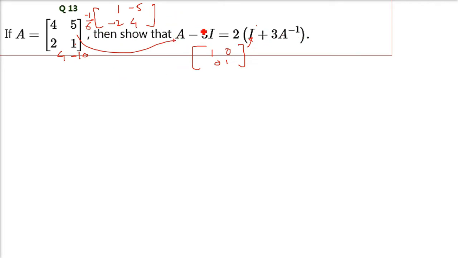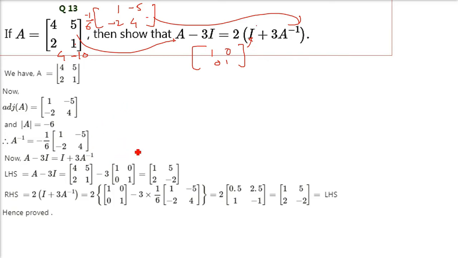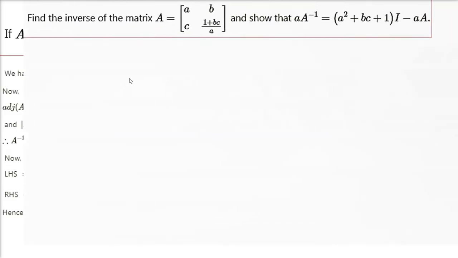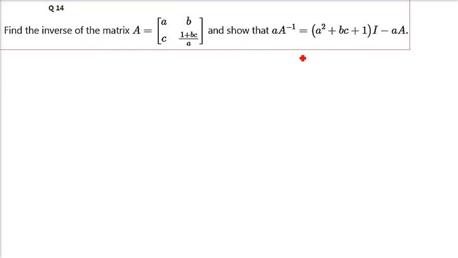Put it here and put it at the place of A inverse where you have, and I'll just show you how you have to do it. You can just recheck it once you are done. I encourage you not to see the answer before. Now the next one is also something like this, but since we don't have numbers, we have A and B, etc.